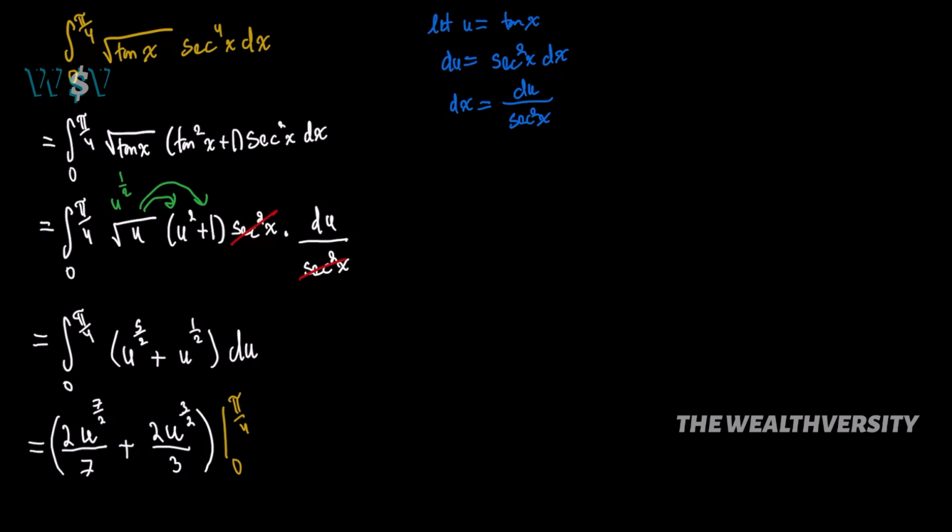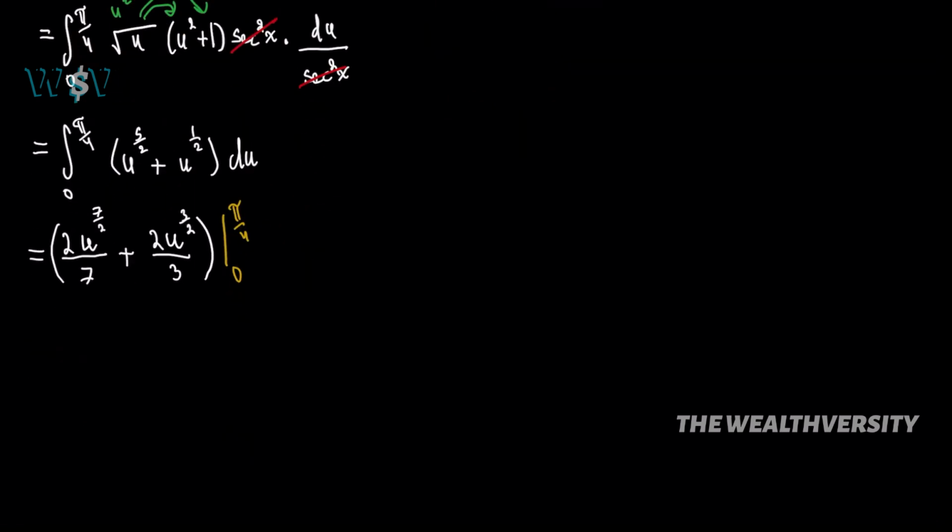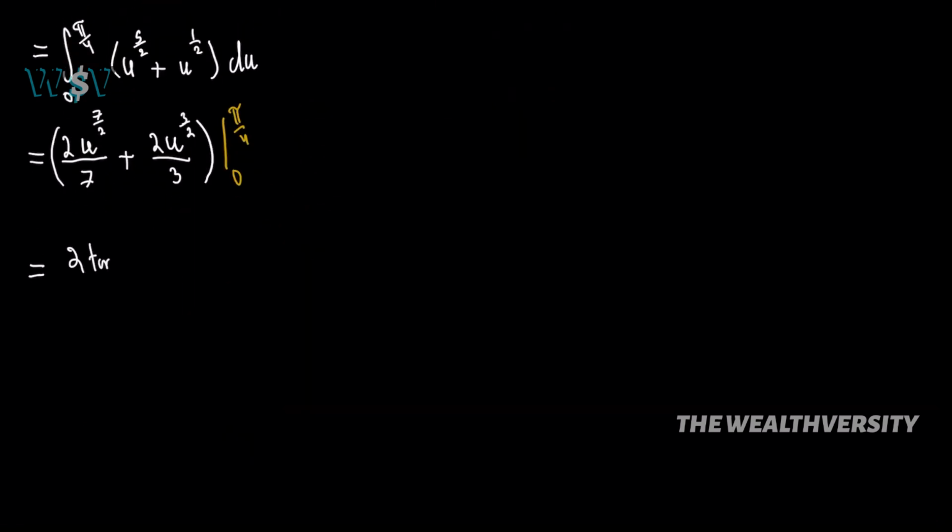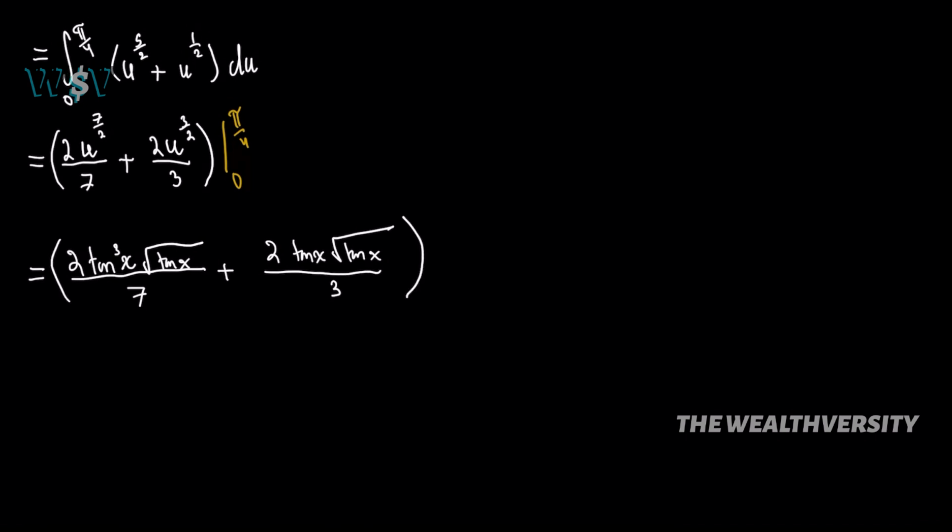When we sub tan x back in, we will break the exponents to make it easier to evaluate. We will break tan x to the power of 7 over 2 into tan x cubed times tan x to the power of half, which is just the square root of tan x, and times 2 over 7. Then break tan x to the power of 3 over 2 into tan x times tan x to the power of half, which is also just the square root of tan x, and times 2 over 3.